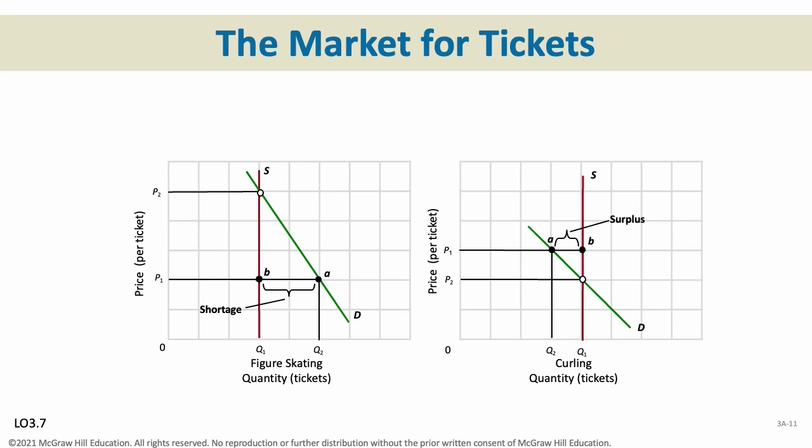So anytime you have preset prices, it generally stops the market from acting efficiently, and you wind up once again in situations where you can get shortages or surpluses, both of which are negative economically.